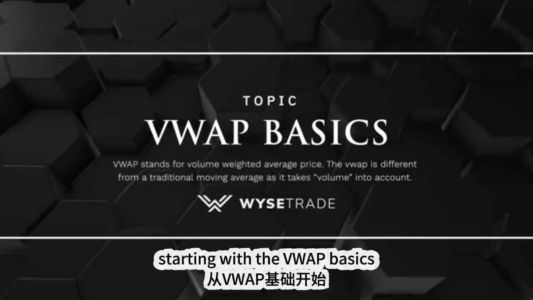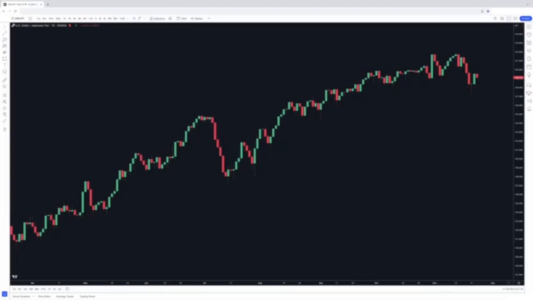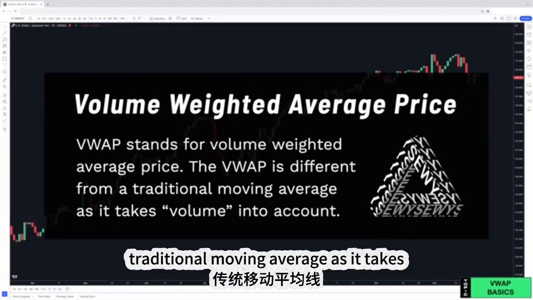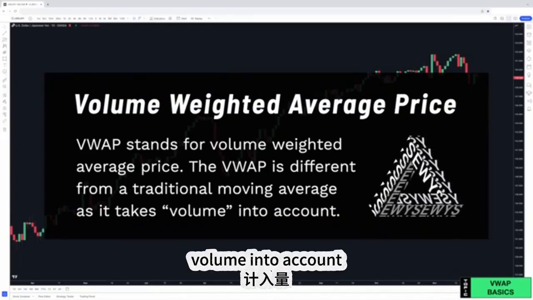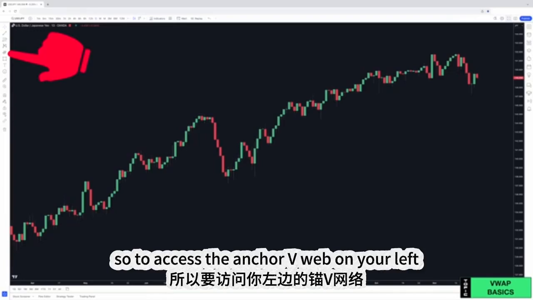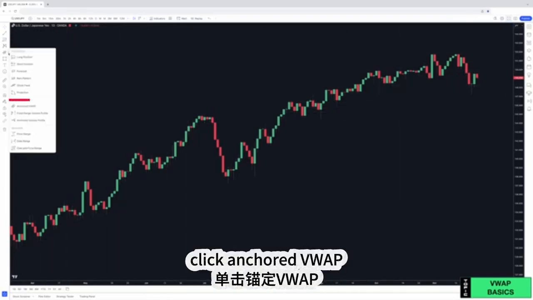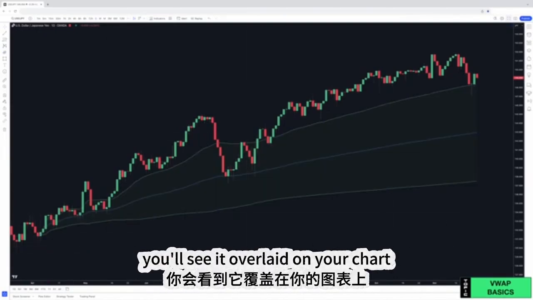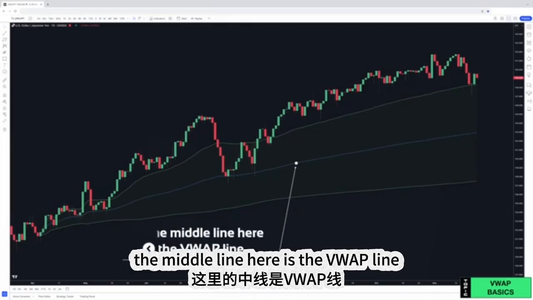Starting with the Vwap basics. Vwap stands for Volume Weighted Average Price and is different from a traditional moving average as it takes volume into account. So to access the anchored Vwap, on your left, under Projection, click Anchored Vwap. Then on your chart, click where you want the Vwap to be applied from, and you'll see it overlaid on your chart. The middle line here is the Vwap line.